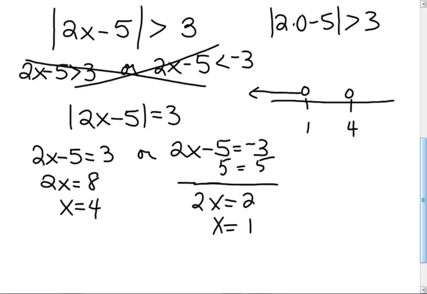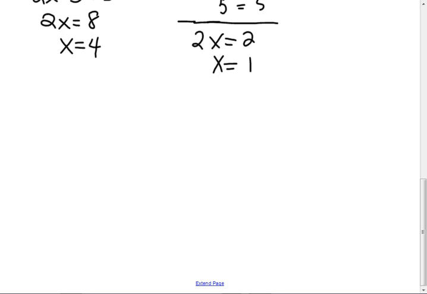What number you want to try here? 2? 2 times 2 minus 5. Nope, doesn't work. And let's not go with 5. Let's go with 100. 2 times 100. Is that bigger than 3? And then you make a statement about what makes it true. So what happens when you get this?